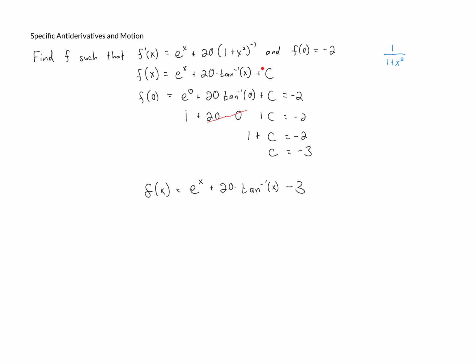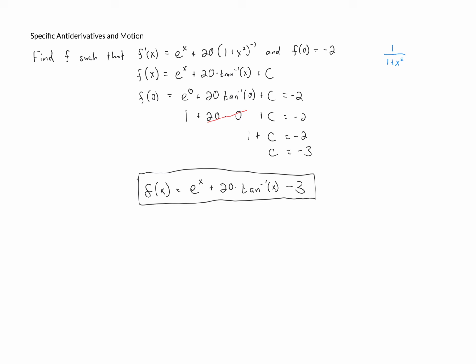Because we know that this constant is equal to negative 3, so we now have the exact antiderivative. We don't have to just say plus a constant at the end, and we don't really know what the constant is. This extra restriction on our function actually allows us to figure out what the value of that constant is.